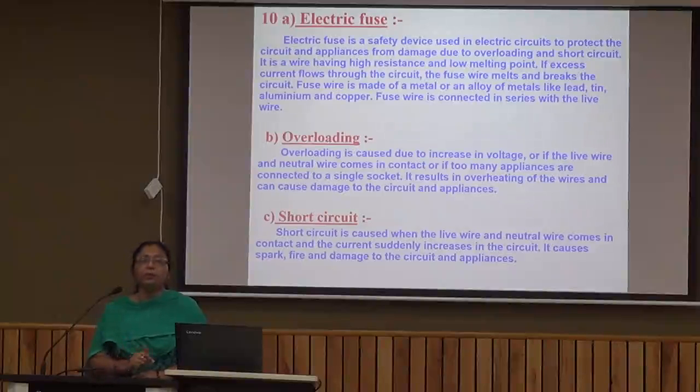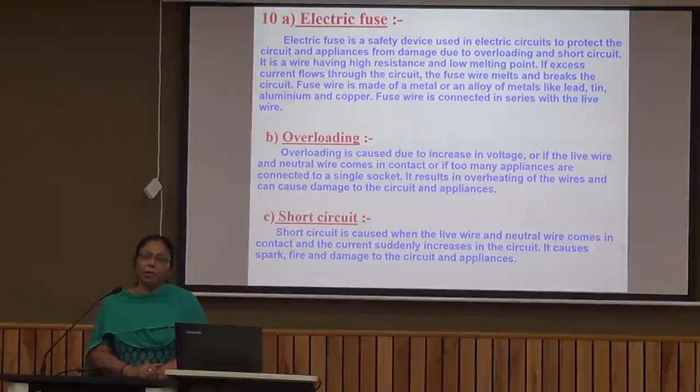Then what is the difference between overloading and short circuiting? Overloading takes place due to many gadgets connected to one socket. Each one of them keeps drawing its own current, and the current increases because of the overloading of a socket. And short circuiting takes place when the live and the neutral wire come in contact with each other. Why? Because of maybe poor insulation, maybe some defect in the gadget.